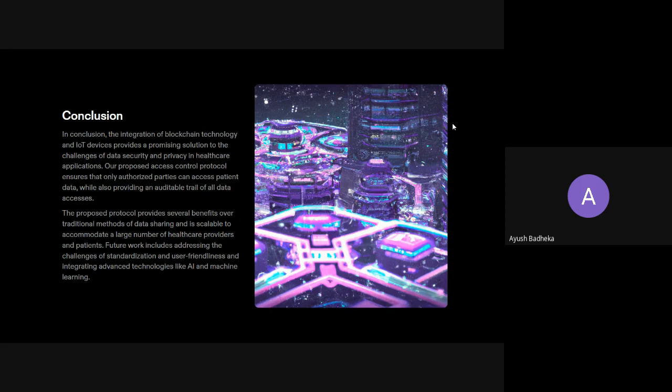Future work includes addressing the challenges of standardization and user friendliness and integrating advanced technologies like AI and machine learning. This paper attempts to address an important security services need for IoT-enabled healthcare applications. We designed a new access control mechanism with the help of private blockchain technology in a trusted group of hospitals for securely sharing private and confidential data. We applied an ECC-based signature approach in the proposed scheme. The security of the proposed scheme depends on solving the ECDLP and on a collision-resilient one-way hash function.